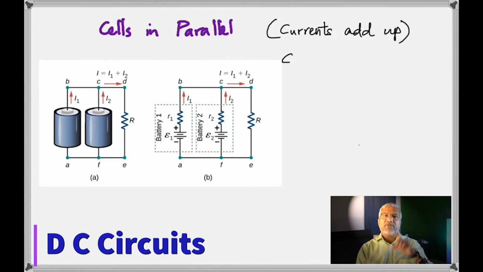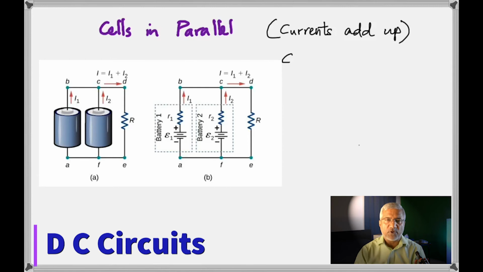We cannot have a 6-volt cell connected in parallel to a 4-volt cell. We can't. You'll see why. But for now, if you look at these two EMFs, you have their internal resistances. They are in parallel. All three are in parallel. So how do you find the total resistance? It's 1 over R equivalent, remember? It's 1 over R1 plus 1 over R2 plus 1 over capital R.